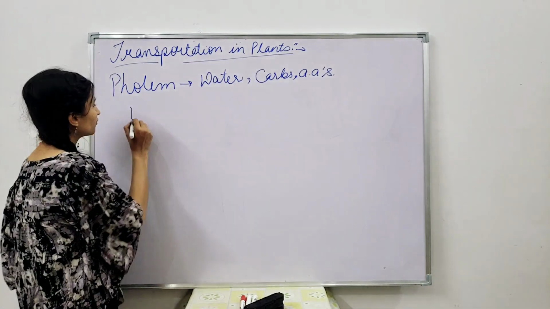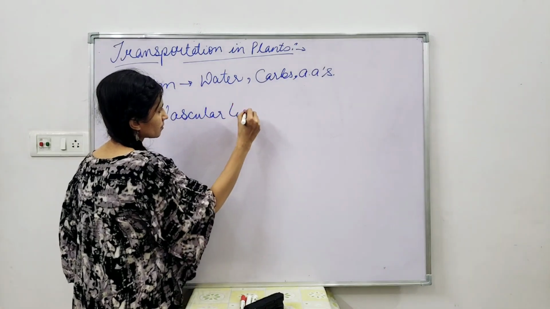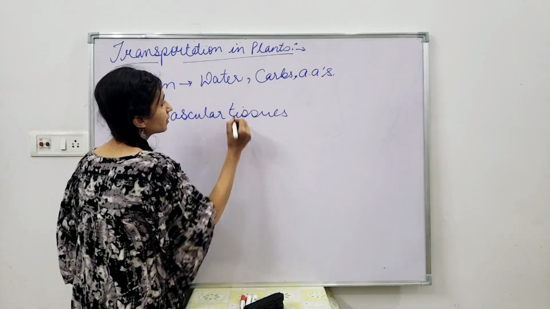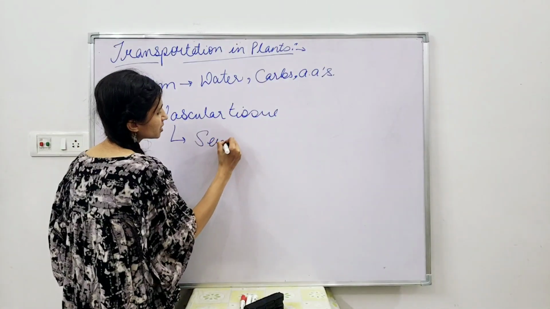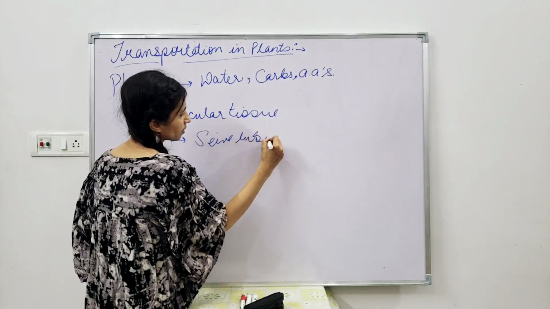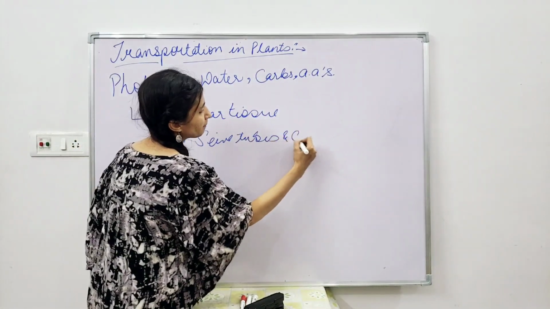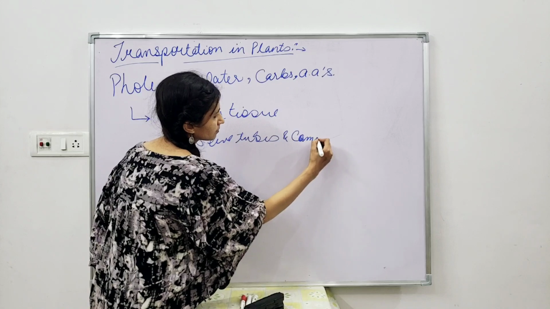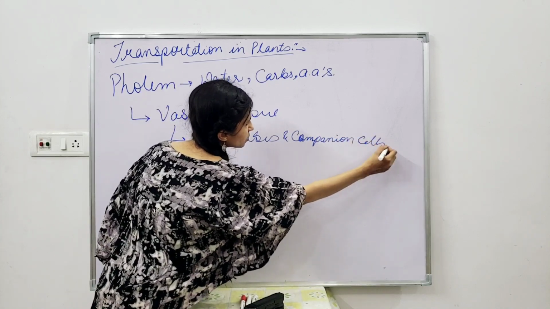Now, what is a phloem? When we talk about phloem, it is a vascular tissue. And what does this vascular tissue contain? It actually contains sieve tubes. You might have learned in the 9th class. Sieve tubes and companion cells. It contains these two things.